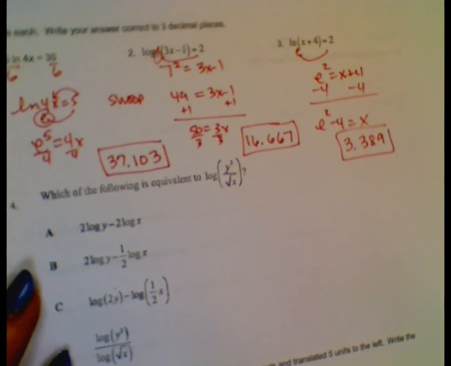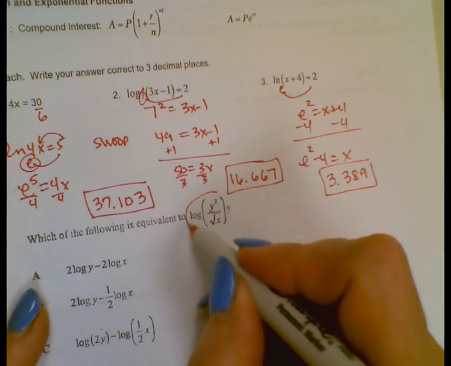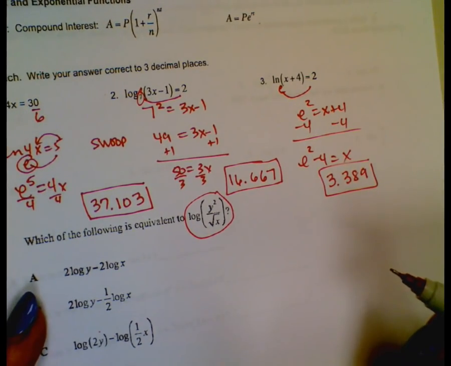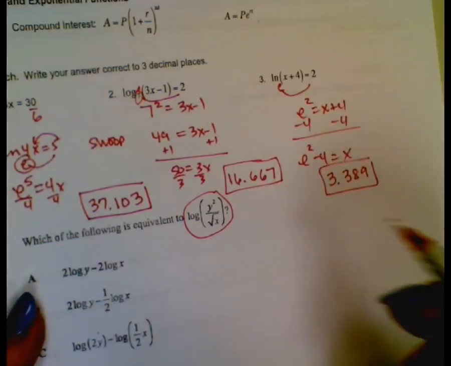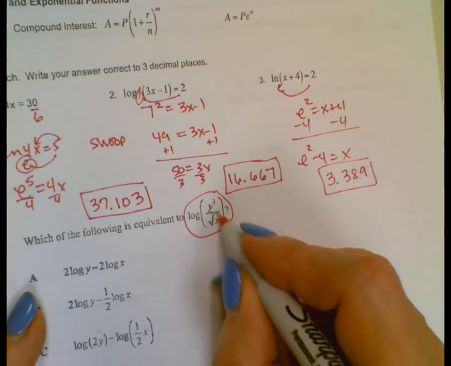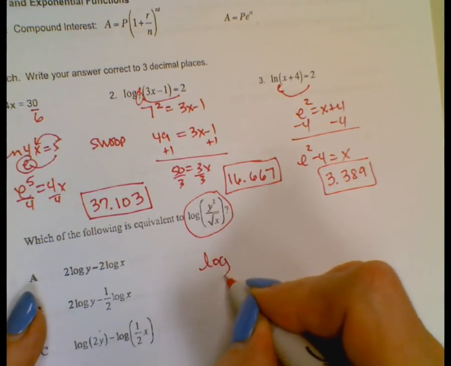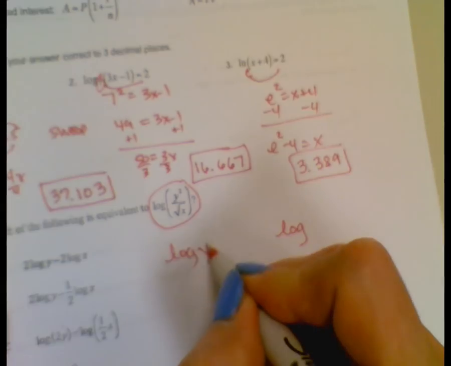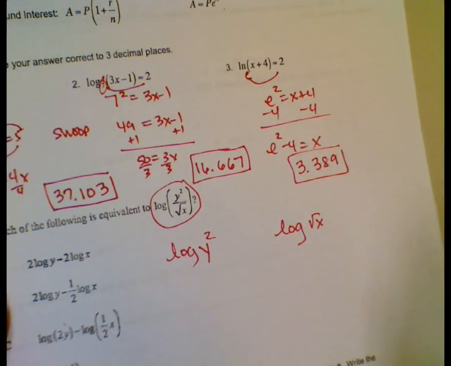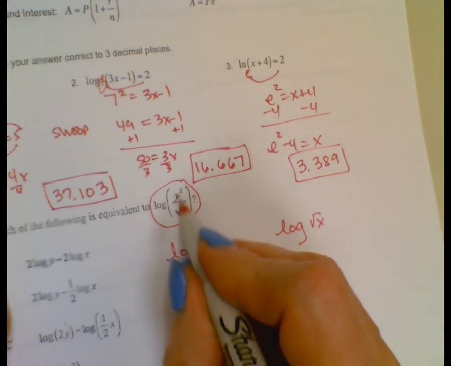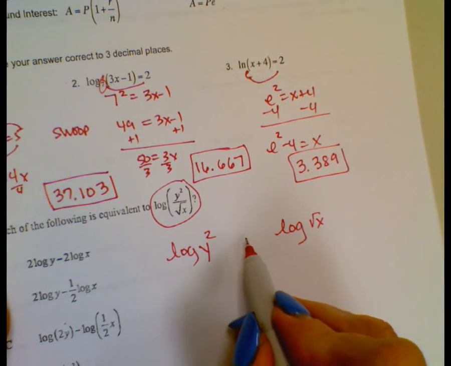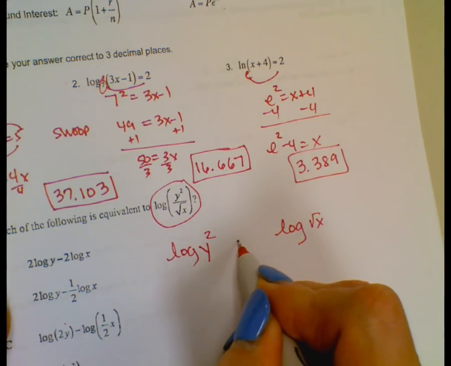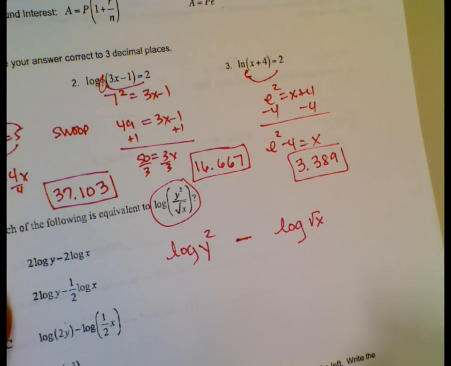Which of the following is equivalent to this? So this is a single log, and sometimes you have to expand it because you have a lot going on here. So what you do is you count up your factors. I see 2 factors. I see a y and I see an x. So you have 2 logarithms here. So the y squared goes with the first one, and the square root of x goes with the second one. Because you're dividing, do you remember if you put a plus or a minus here? You're hopefully right by saying a minus.